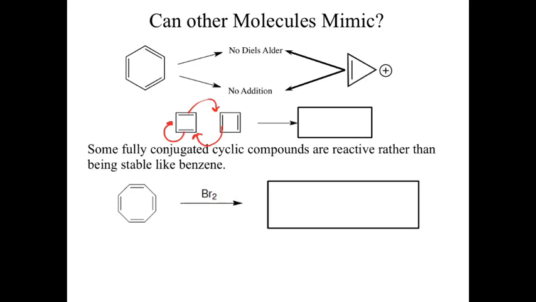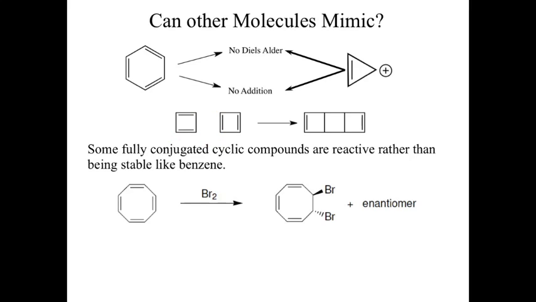We could go through and move to a larger ring structure. So in this case, we've got octatetraene, so 8 carbons and 4 double bonds. And when we react it under addition reaction conditions, we notice that we do see a result here as well.